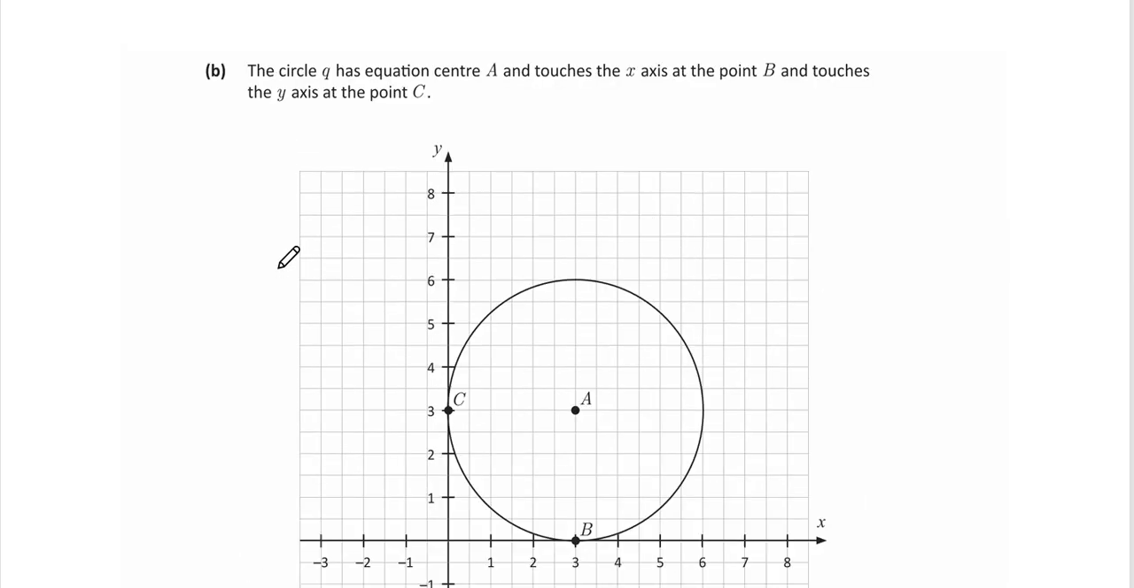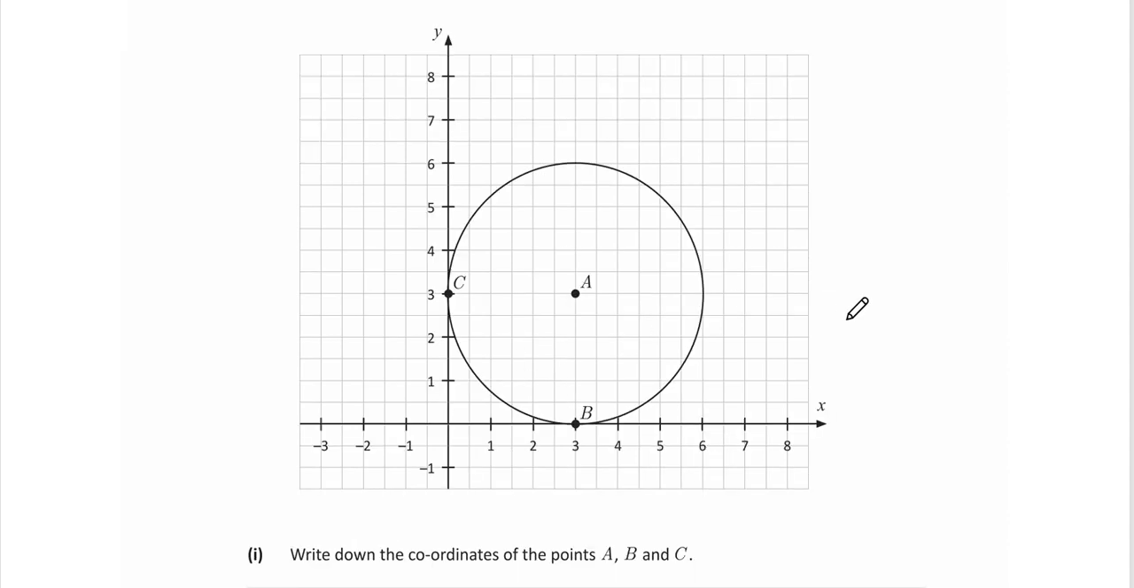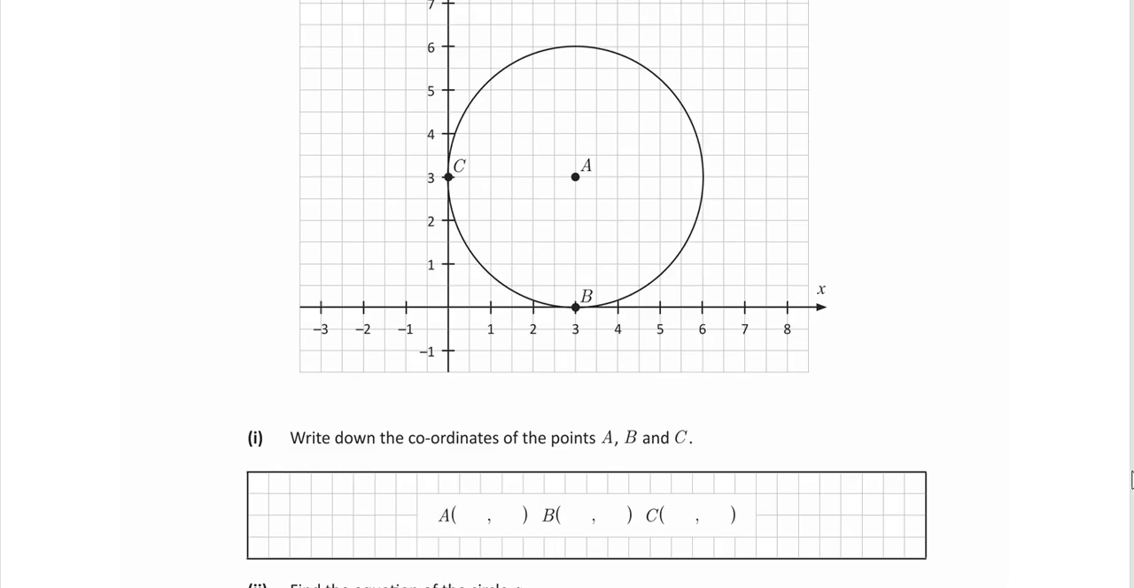Part B here. It gives us a circle Q with centre A, which touches the x-axis at the point B and touches the y-axis at the point C. Write down the coordinates of A, B and C. So A is out 3, up 3, easy. B is out 3, and you don't move up, so y is 0. And for C you move nowhere for x, and you just step up 3.